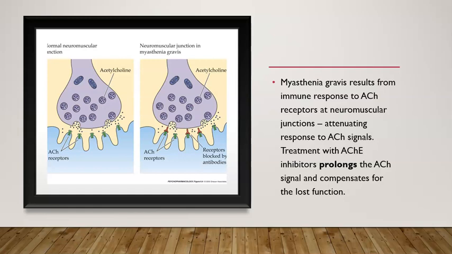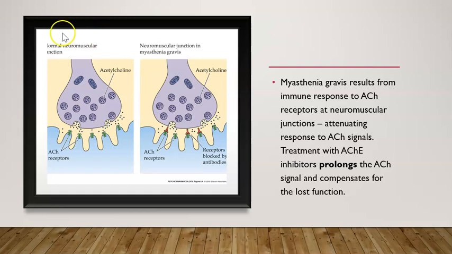So by treating patients with these drugs that inhibit the acetylcholine esterase, we're able to prolong the amount of acetylcholine in the synapse. And so what this image is showing is how MG affects the neuromuscular junction.